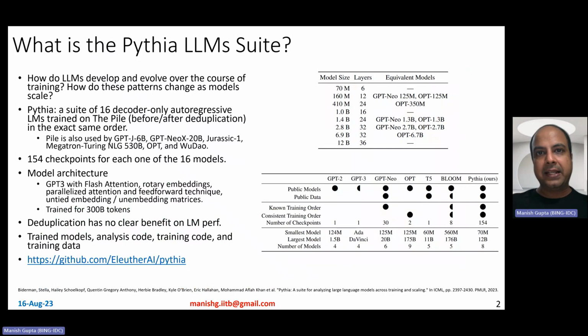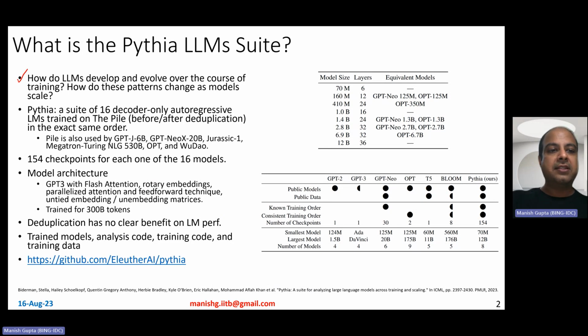What is the Pythia large language model suite? The motivation to create this suite of model checkpoints is to answer questions of this kind. How do large language models develop and evolve over the course of training? So when you do pre-training, what all changes in the weights and the patterns that these large language models learn? How do these patterns change as the models scale as well? So when you are pre-training smaller models versus larger models, how do these patterns change?